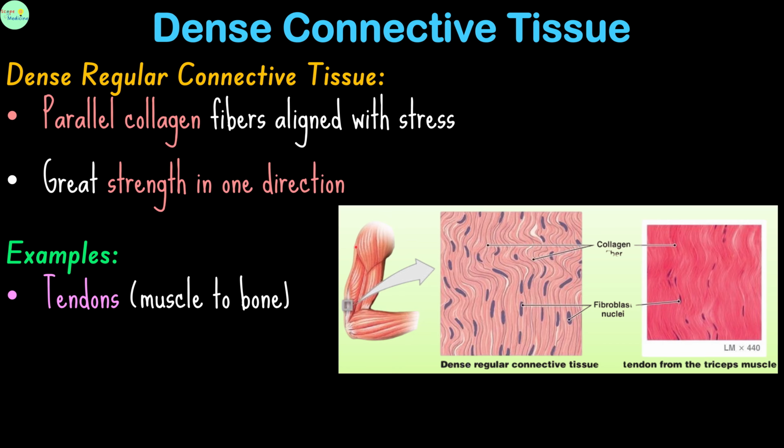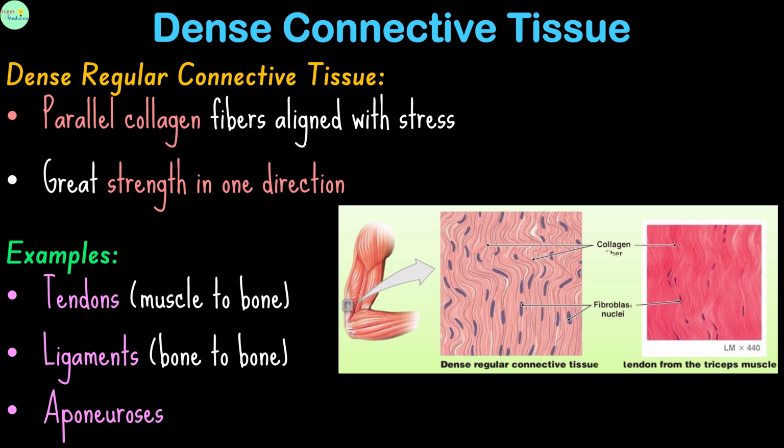Classic examples include tendons, which connect muscle to bone, and must withstand the powerful pulling forces generated by muscle contractions during movement, and ligaments, which connect bone to bone and help stabilize joints while allowing for controlled range of motion, and aponeuroses, which are sheet-like tendinous expansions that attach flat muscles to bone or to the fascia of other muscles, distributing forces over a broader area.